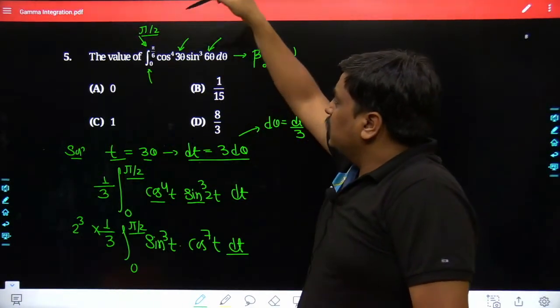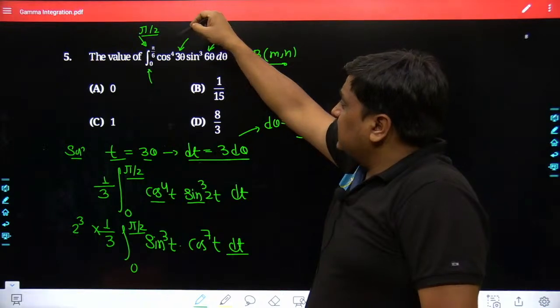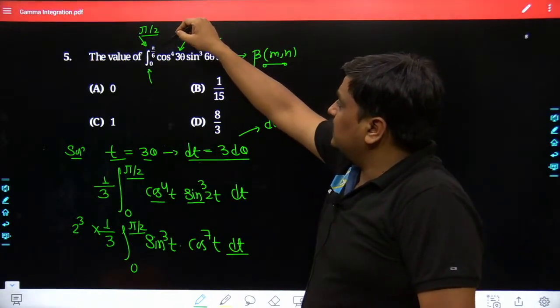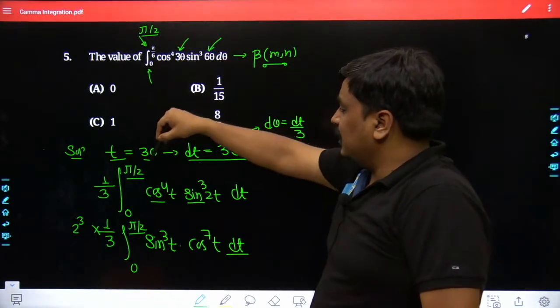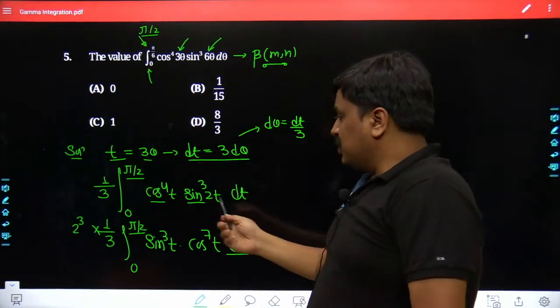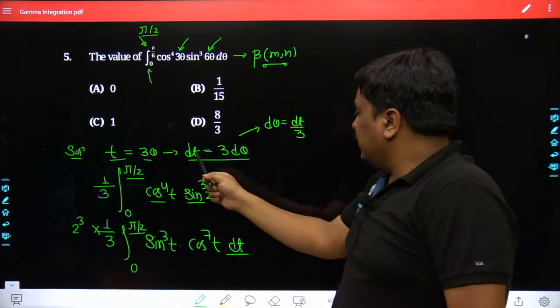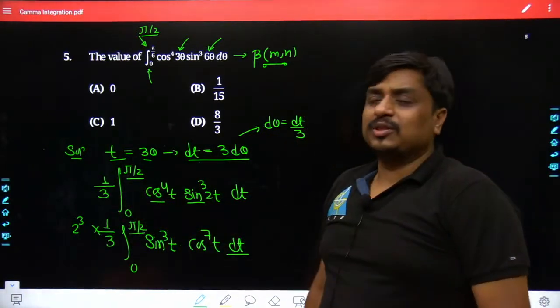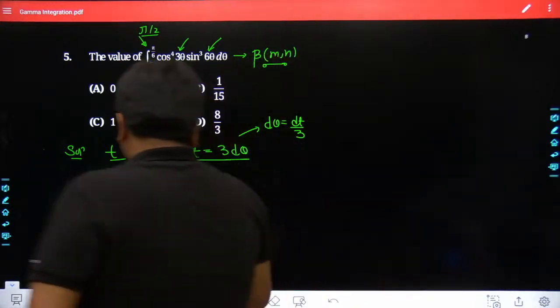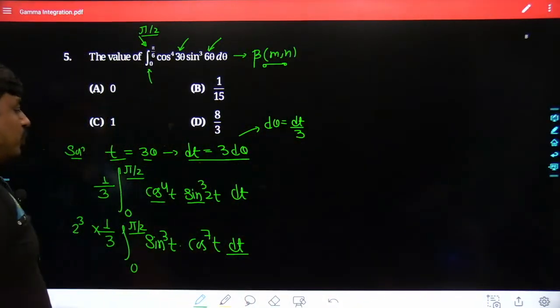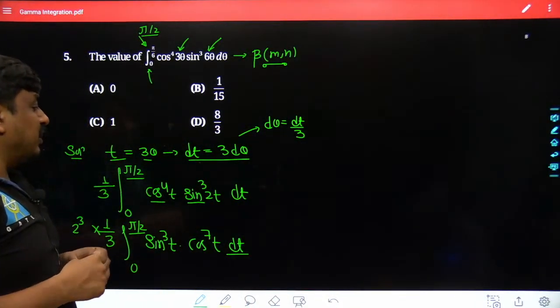Deliberately, I kept 3 theta equal to t. That means 3 is going to get multiplied, and the result became 0 to pi by 2. A few changes would be experienced in the function also. Instead, d theta = dt divided by 3 has to be fed in, so 1 upon 3 is brought out. And now the function which we have is cos to the power of 4t sine to the power of 3, 2t.